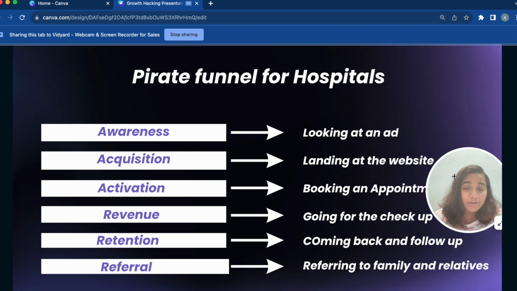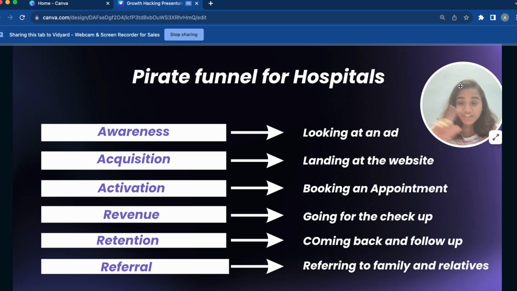Here is another example of the pirate funnel, for hospitals. Awareness is looking at an ad, acquisition is landing on the website or the landing page, and activation is booking an appointment. Revenue comes in when they go for a checkup and pay, and retention comes in when they keep coming back for follow-up checkups and tests. And referral happens when they finally like the service, our service has built trust in that patient, and she or he starts referring to relatives and family members.